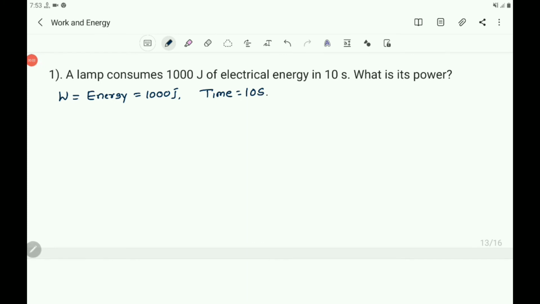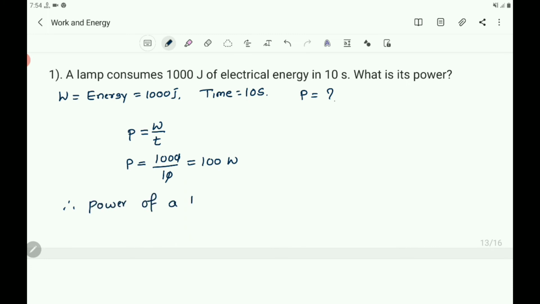Then you write power of a lamp is equal to P equals question mark. You can write the relation W by T, that is P equals W by T, where W is the energy consumed or work done, 1000 by 10. You will get 100 and the unit is watt. Here the 0 cancels, you will get 100. Therefore, the power of a lamp is 100 watts.